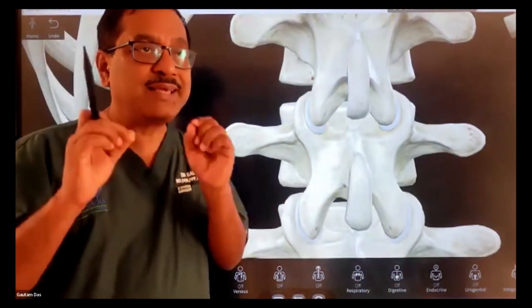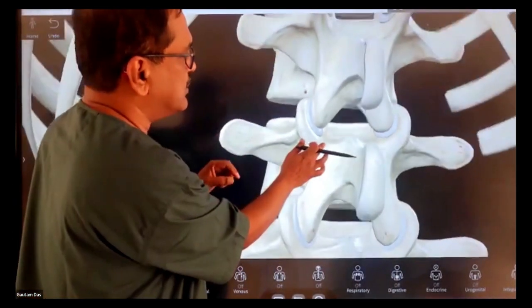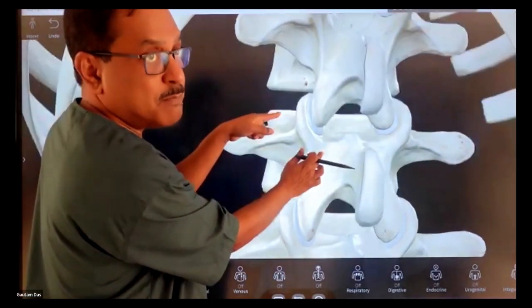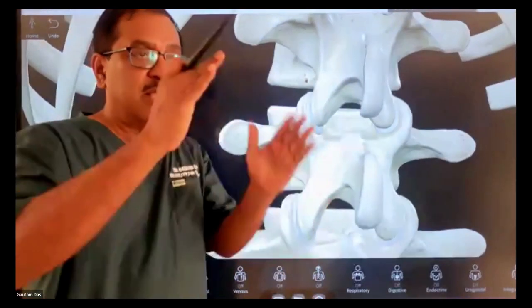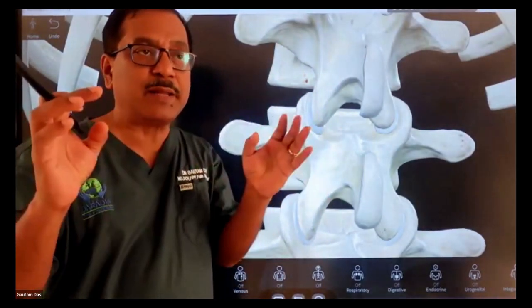The next step is making the end plate parallel. This is the end plate. You see, now the end plate is not parallel, but now the end plate is parallel. That means you should make a craniocaudal tilt of the C-arm to make the end plate parallel.